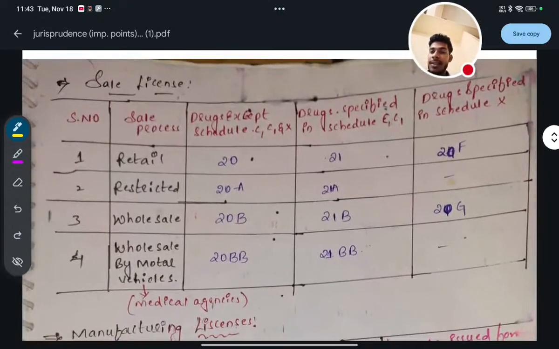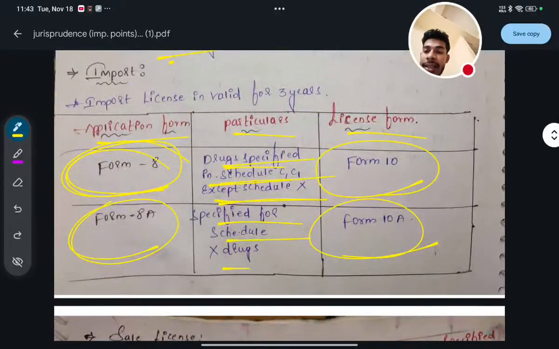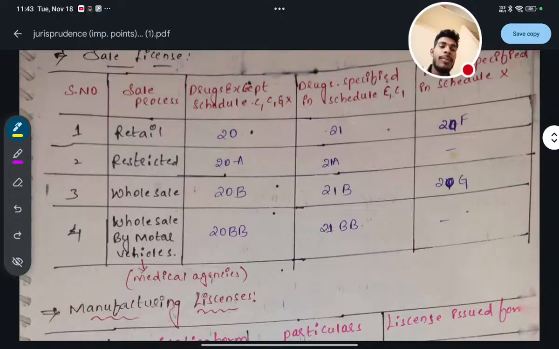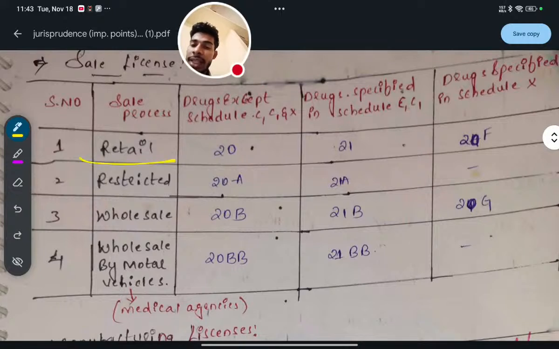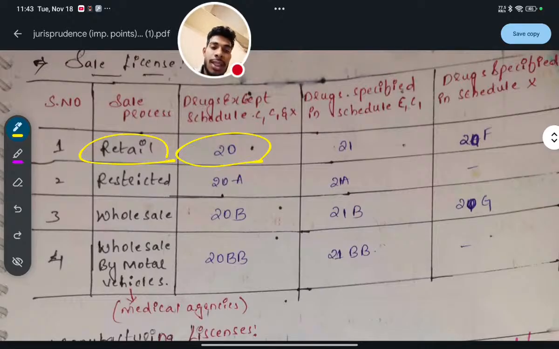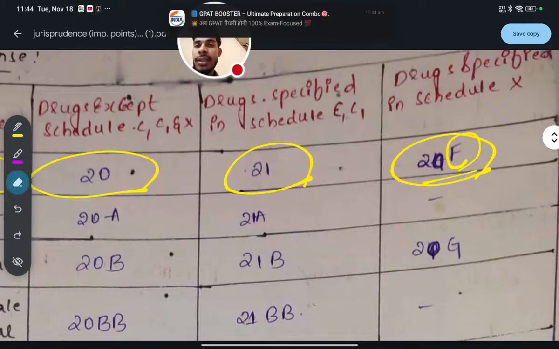Okay, next, sale license. This is the import license and this is the sale license. You have to remember these things. These are very important. Sale license. First, for retail sale of drugs except Schedule C, C1 and X, the form is 20. Drugs specified in Schedule C1, 21, and drugs specified in Schedule X, 20F. You can remember that: 20F. F means forensic. Forensic means any kind of dangerous things.